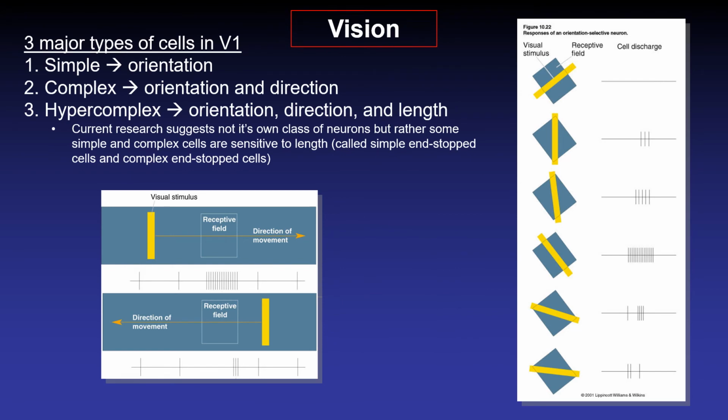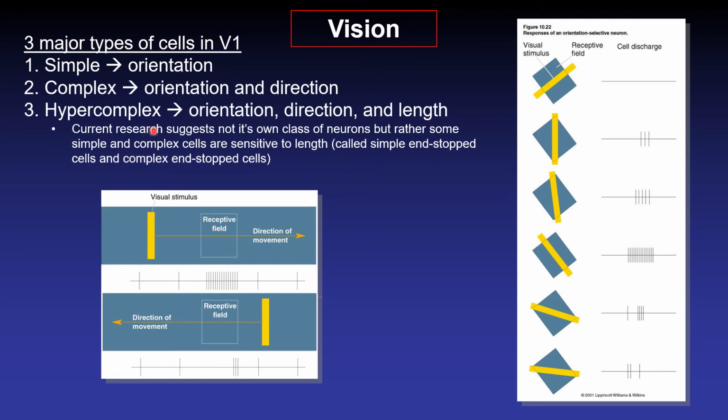So let's talk about the receptive fields of these primary visual cortex neurons, these V1 cells. There are three kinds: simple cells, complex, and hypercomplex. Simple cells care about the orientation of the line in their receptive field. Complex cells care both about orientation and direction of movement. Hypercomplex cells care about orientation, direction, and the length of the lines.